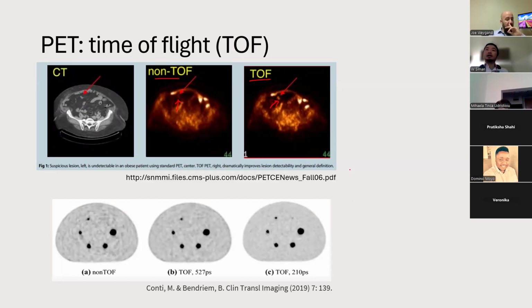So again, the bottom one here is the phantom images. So it's the same, non-time of flight, and here is the timing resolution, right? As the timing resolution increases, you start improving your contrast.